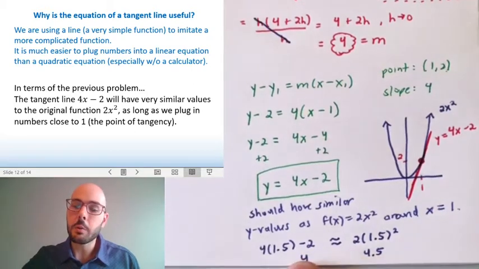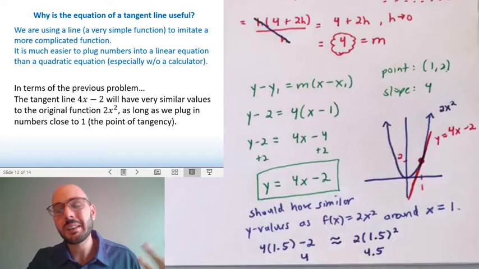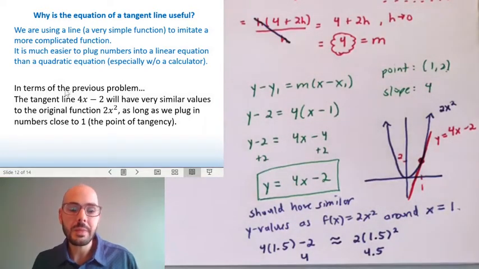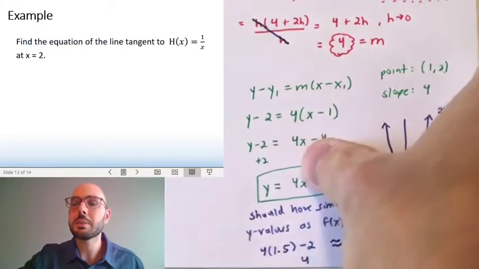The line said that we should get a y value of 4. It really has a y value of 4.5, but those are kind of close. So that's the point of finding the equation of the tangent line. Let's do one more example. This time it's a little bit tougher.